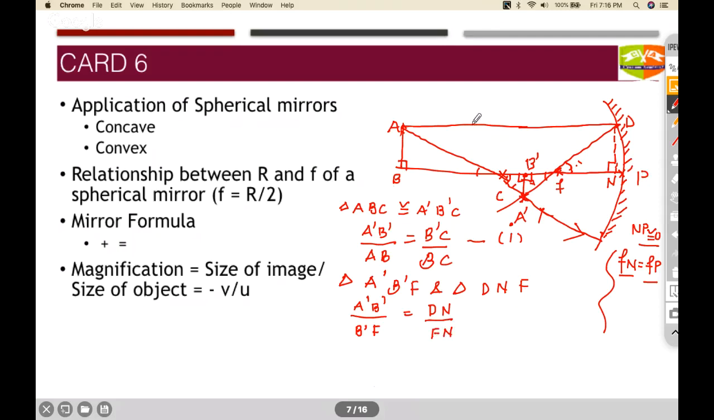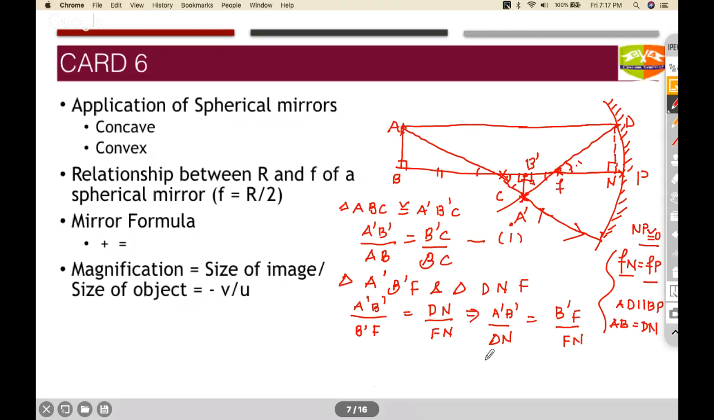Now try to understand: if these two lines are parallel, AD is parallel to BP, then you automatically understand that AB would be equal to DN, because this becomes the height of the object. And I already know that FN is equal to FP. So now I'm just changing it a little bit. A dash B dash divided by DN is equal to B dash F divided by FN.